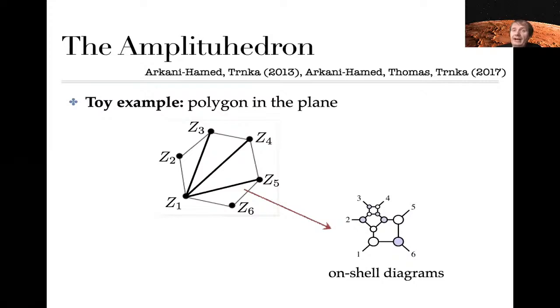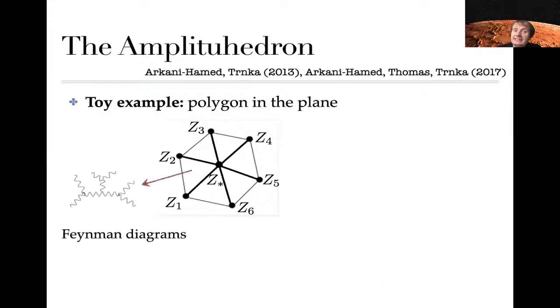One way how to break it into a set of triangles gives us the expansion using on-shell diagrams. There is another way which gives us the Feynman diagram expansion. It contains more terms, but it's equally correct.